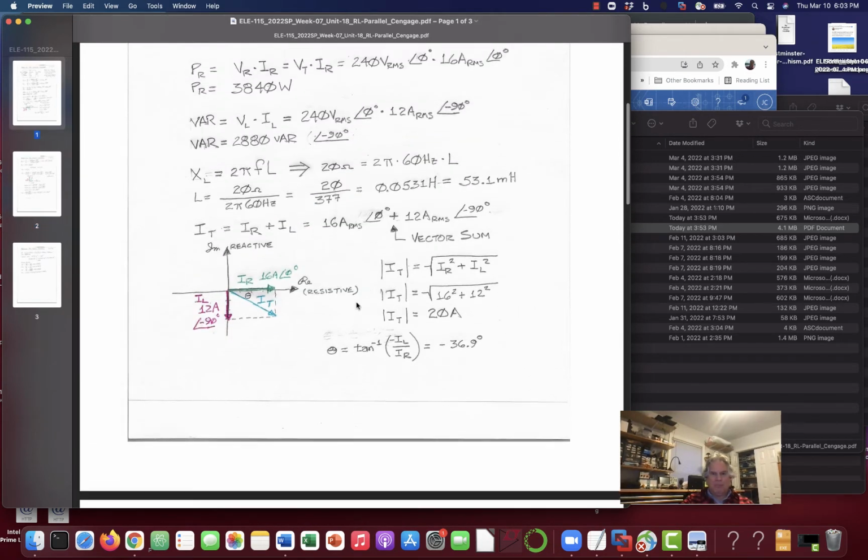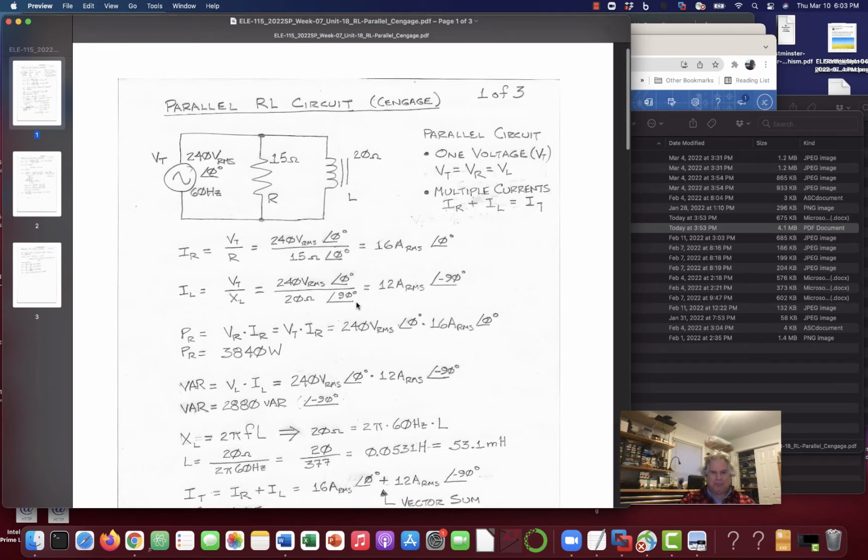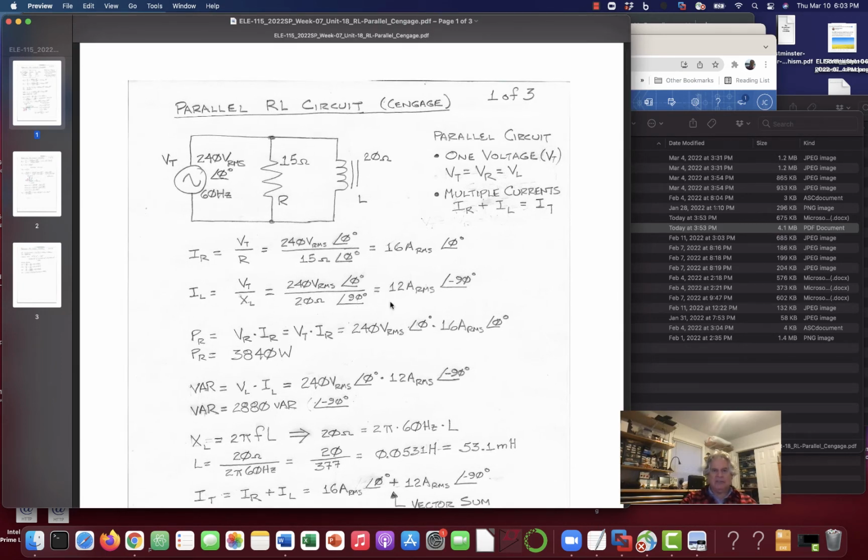So we have 20 ohms at 90 degrees. So when we do the division, 2 into 24 is 12. The zeros cancel. 12 amps RMS at minus 90, because 0 minus positive 90 is negative 90. So our current through the inductor is at minus 90 degrees, and the voltage across the inductor, the same as V total, is at 0 degrees. So true to form, the current in the inductor lags the voltage across the inductor by 90 degrees.